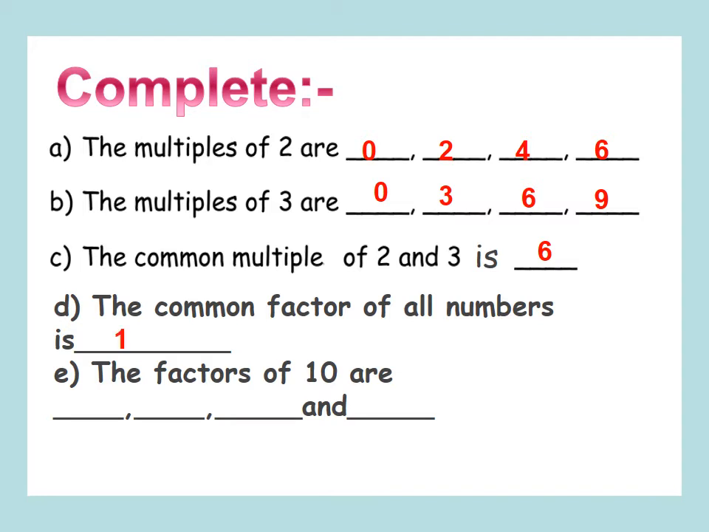Okay, the next question. The factors of 10 are: what gives us 10? 2 by 5 equals 10. So we have here two factors, 2 and 5. What also gives us 10? 1 by 10. So we have here 10 and 1. Here are the factors of number 10.